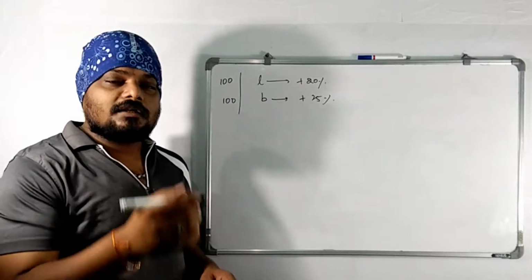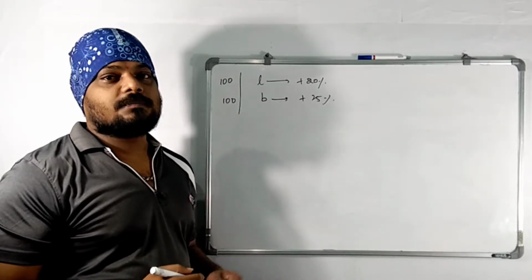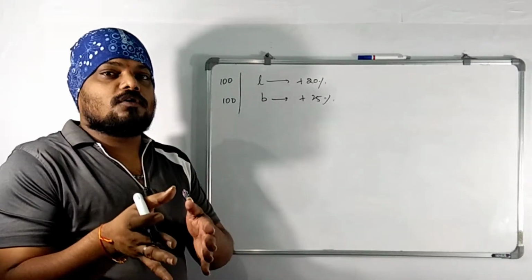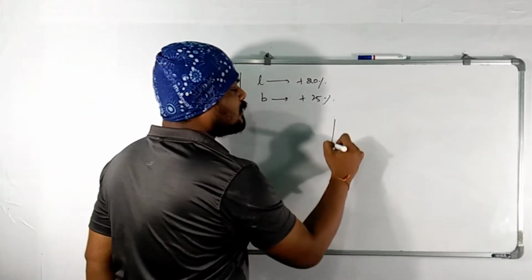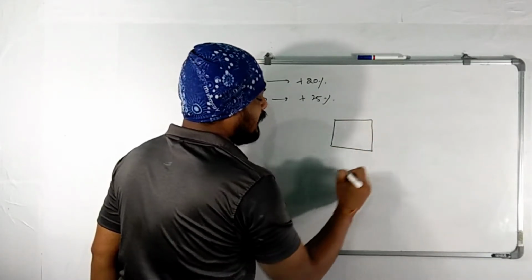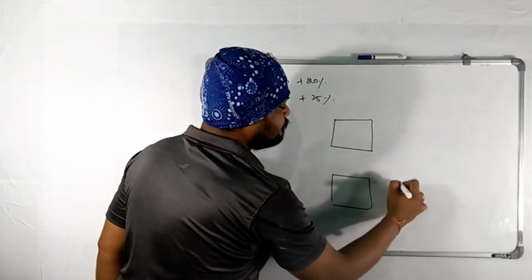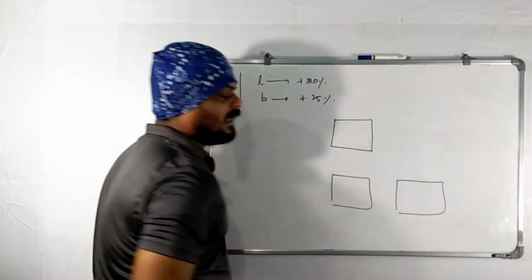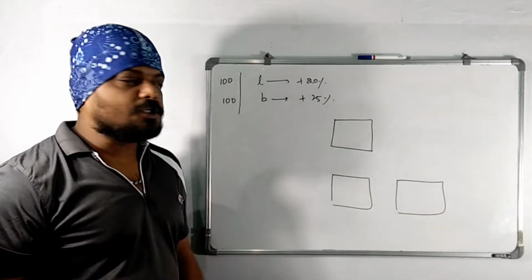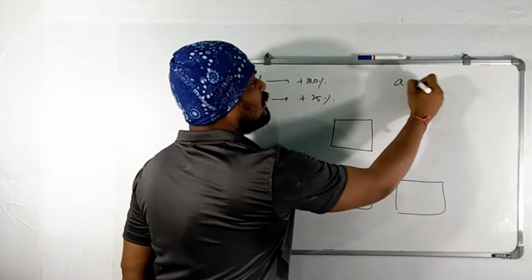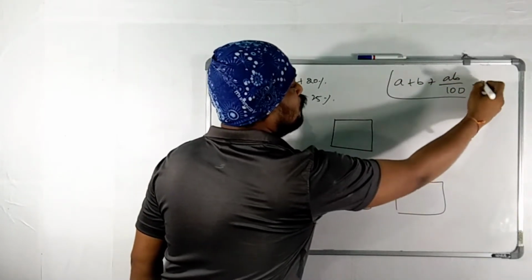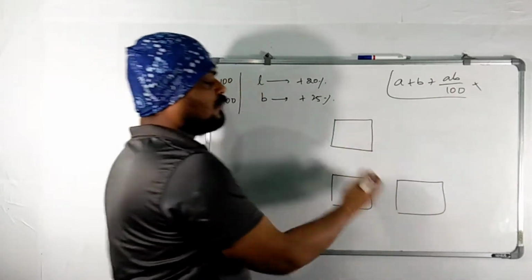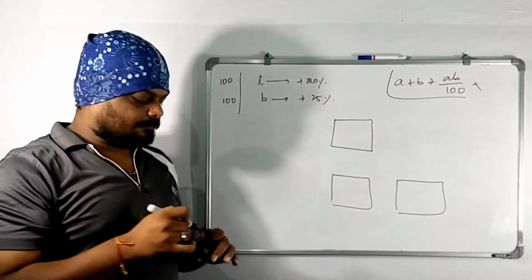So here we are tackling a successive concept. I have already given you a concept. We will use the concept of boxes. For the first condition I am taking a box, and for the second condition I am taking two boxes. No need to use the formula a plus b plus ab upon 100. You can directly calculate in your mind.